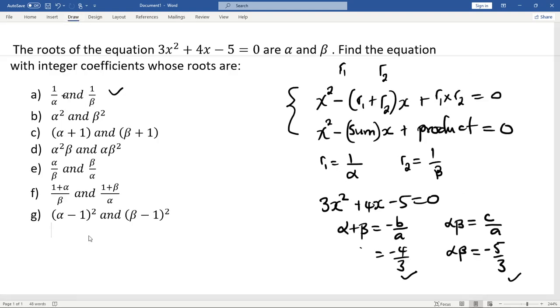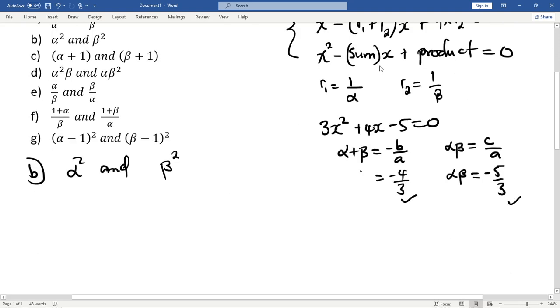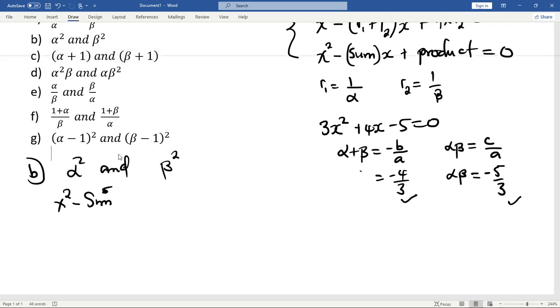We've solved A there. So B, the two roots that we have is alpha squared and also beta squared here. Now we use the same equation that we have this side, which is x squared minus the sum. Minus the sum there. We multiply it by x. So we multiply the sum by x plus the product of the two roots equal to 0 here.